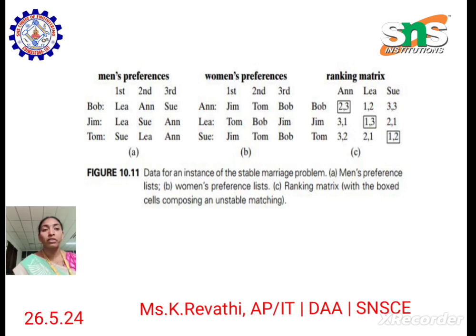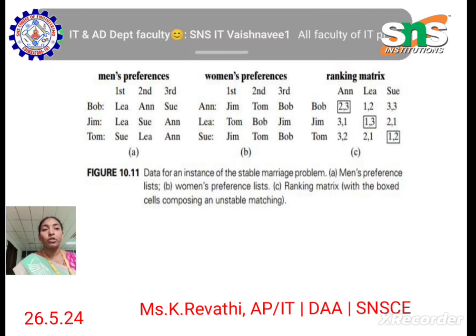Then Jim's preference for Anne is 3 and Anne's first preference is Jim, 1. Then Jim's first preference is Leah, and Leah gives third preference to Jim. Then Jim gives second preference to Sue, and Sue gives first preference to Jim. Then Tom gives third preference to Anne and Anne gives second preference to Tom. Then Tom gives second preference to Leah.